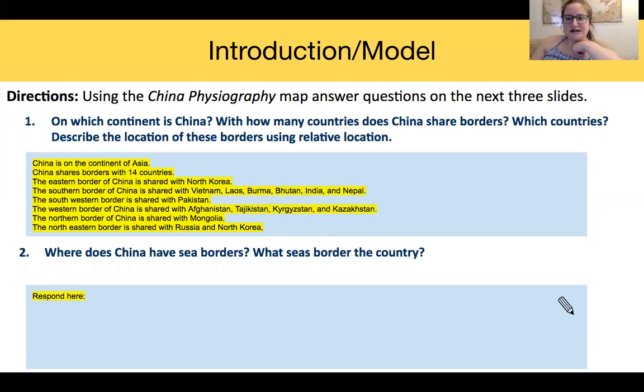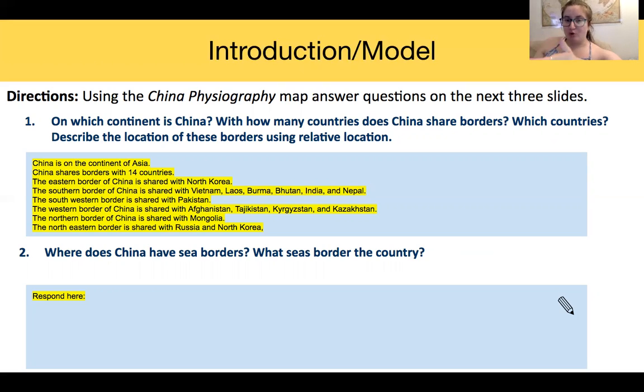Well, China is on the continent of Asia, and it shares borders with 14 countries. The eastern border of China is shared with North Korea. The southern border of China is shared with Vietnam, Laos, Burma, Bhutan, India, and Nepal. The southwestern border is shared with Pakistan. The western border of China is shared with Afghanistan, Tajikistan, Kyrgyzstan, and Kazakhstan. The northern border of China is shared with Mongolia, and the northeastern border is shared with Russia and North Korea.